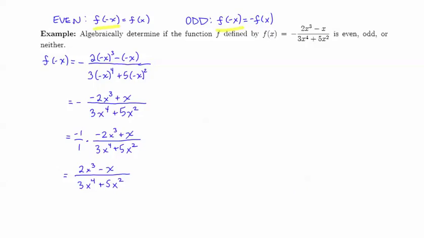Now as we look at that expression, we can see pretty quickly that that's not the same as our original f of x. So we can state at this point that as f of negative x does not equal f of x, the function f is not even.